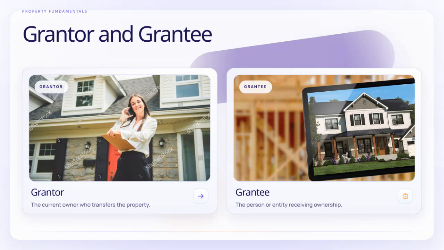Let's dive into some key property fundamentals. First, we have a grantor, who is essentially the current owner of the property. This is a person or entity that holds the title and decides to transfer ownership to someone else. On the other side, we have the grantee. The grantee is the individual or organization that receives the ownership interest in the property. Understanding this relationship is crucial because property transfers always involve these two parties, the grantor who gives and the grantee who receives the ownership rights.